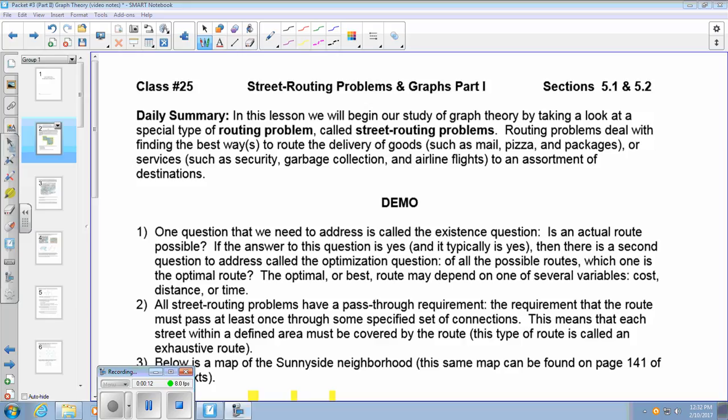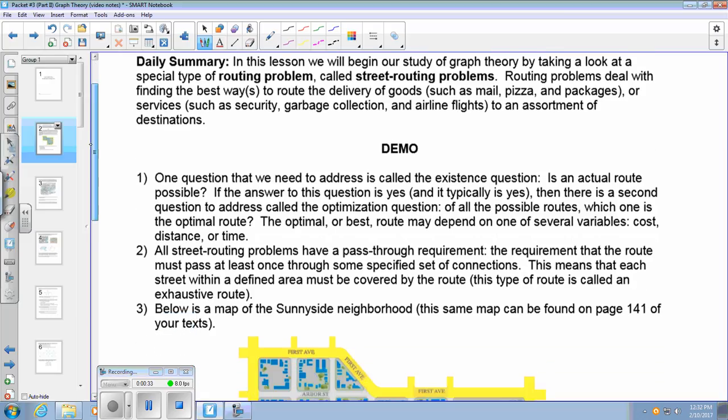In this lesson, we're going to begin our study of graph theory by taking a look at a special type of routing problem called street routing problems. Routing problems deal with finding the best ways to route the delivery of goods, such as mail, pizza, and packages, or services, such as security or garbage collection or airline flights, to an assortment of destinations.